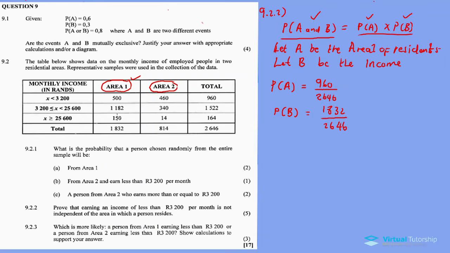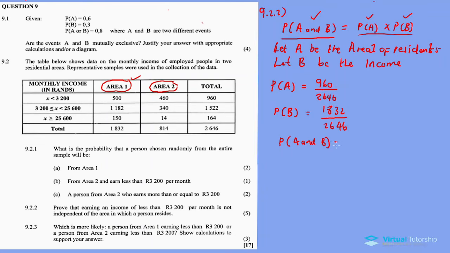Now we must include this in our calculation, since we are comparing with the entire sample. So that's why we add everything: area 1, the total incomes. Therefore, this is the critical part again: A and B.